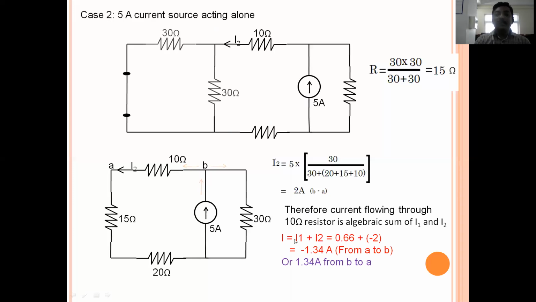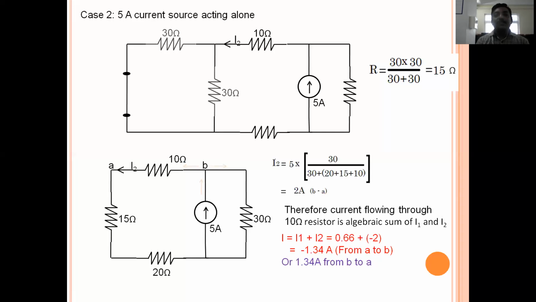I1 is in the A to B direction, and we are asked to find the total current I in the A to B direction, so we take this I1 as positive. So I1 plus I2 is equal to 0.66 plus minus 2. Why is it minus 2? This is from B to A, that is why I have taken the minus sign. So 0.66 plus minus 2 is equal to minus 1.34 ampere from A to B, or we can write this as 1.34 ampere from B to A. In this way you can find the current through this 10 ohm resistance using the superposition theorem.